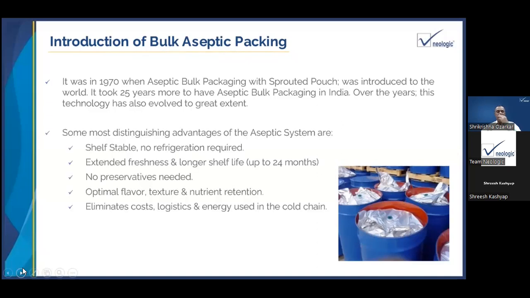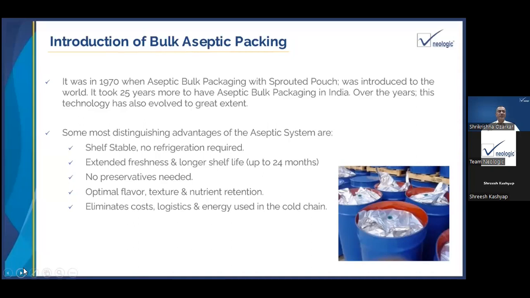Some of the advantages of this particular aseptic system we should know before we move ahead. Of course, it is shelf stable, and we do not require any refrigeration, any cold storage. It can be stored at ambient temperature without any temperature control. So this is one of the biggest advantages of aseptic processing. It has extended freshness or longer shelf life. The aseptic bags you see on the screen are actually 220 kg aseptic bags stored in the drum. And this particular product has a shelf life of 24 months from the date of its packing. So that gives you almost 2 years to consume that particular product for further processing.